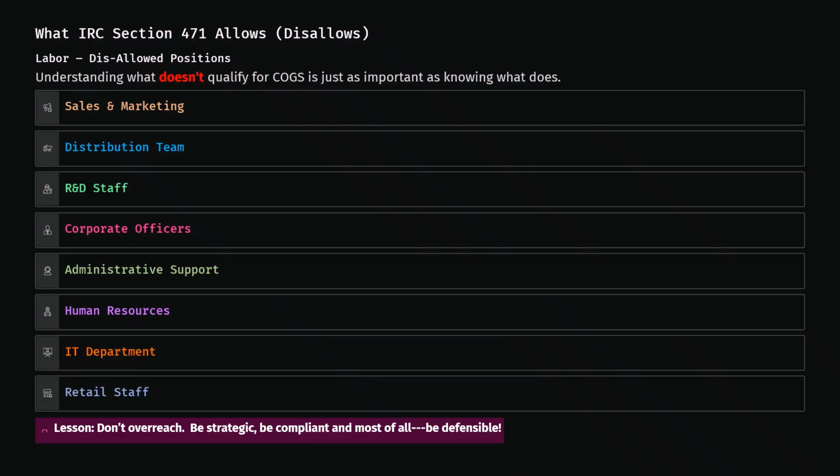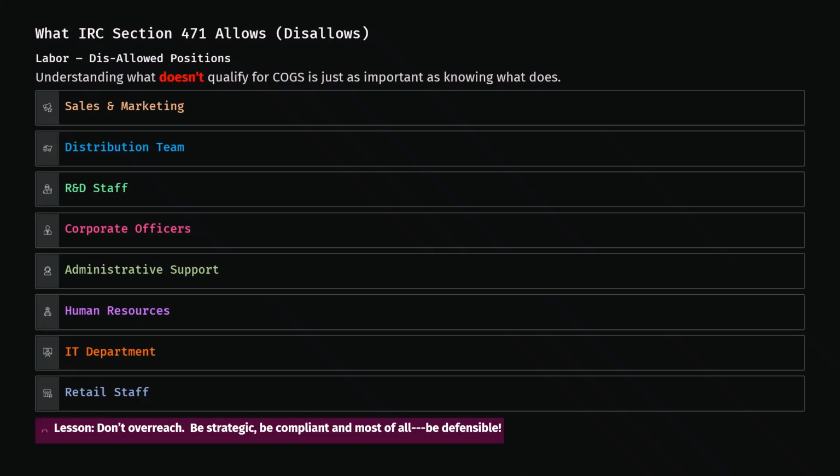Then you've got your IT staff. This includes your network administrators, software developers, help desk personnel, and others. If your IT team supports the whole business from the dispensary POS systems to internal servers, they're not tied to inventory, so they're disqualified.